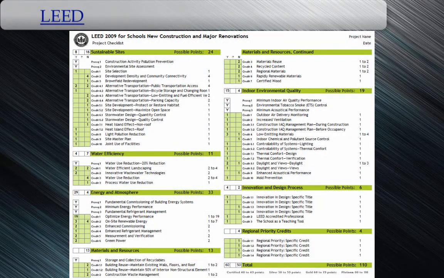LEED. Through LEED regulations, the community college was evaluated under the LEED 2009 project checklist for schools, new construction, and major renovations. To go more in depth, we will focus on the energy and atmosphere category, which contributed to nearly half of our total score.